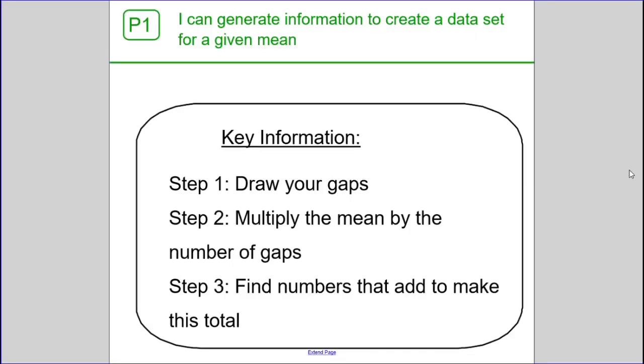I can generate information to create a data set for a given mean. Here's a key information table that we should be familiar with from the previous slide. Step 1, draw your gaps. Step 2, multiply the mean by the number of gaps. Step 3, find the numbers that add to make that total. So pause the video here so you can take a note of this and refer to it whenever we're doing questions of this type.